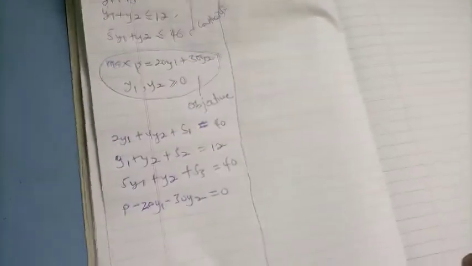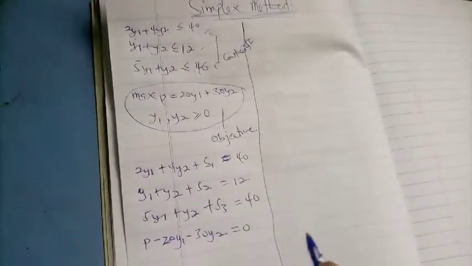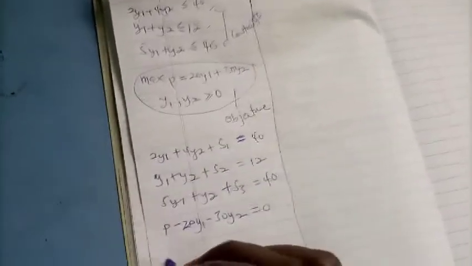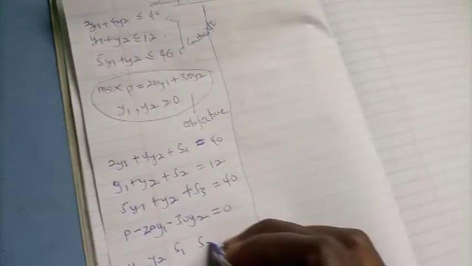Watch very carefully. My p here minus my 20y1 minus my 30y2 should be equal to 0. So once you have gotten this, we need to put it on a table. On the table, what we find is the coefficient of everything. So I have my y1, my y2, my s1, my s2, my s3, and my p here.